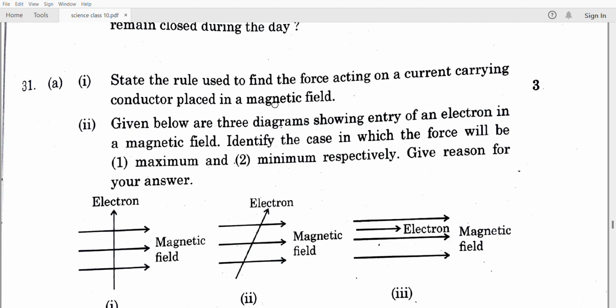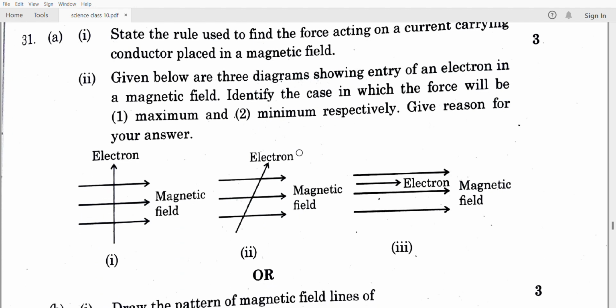31st question, state the rule used to find the force acting on the current carrying conductor placed in a magnetic field. So Fleming's left hand rule.